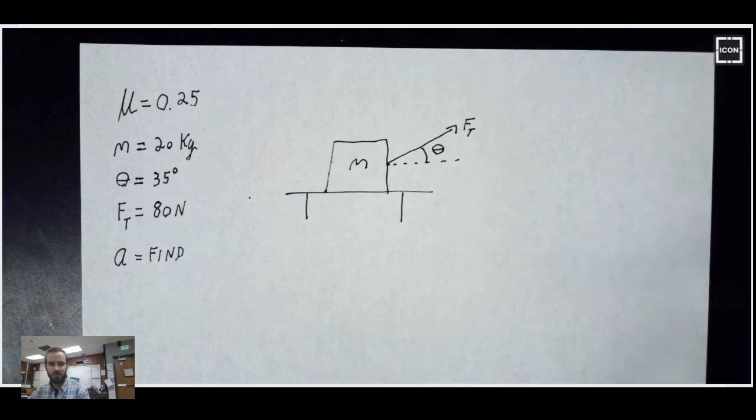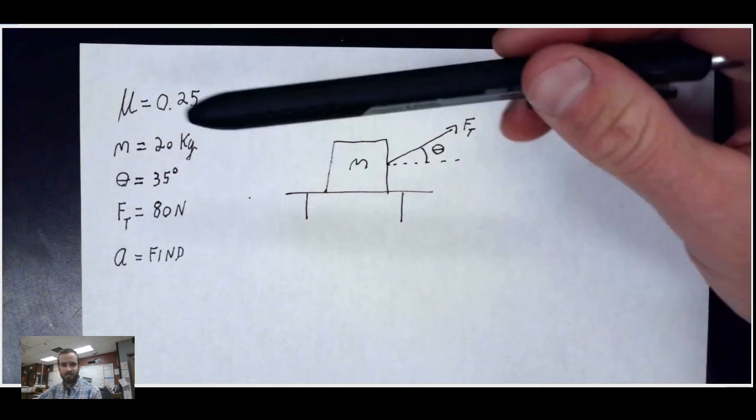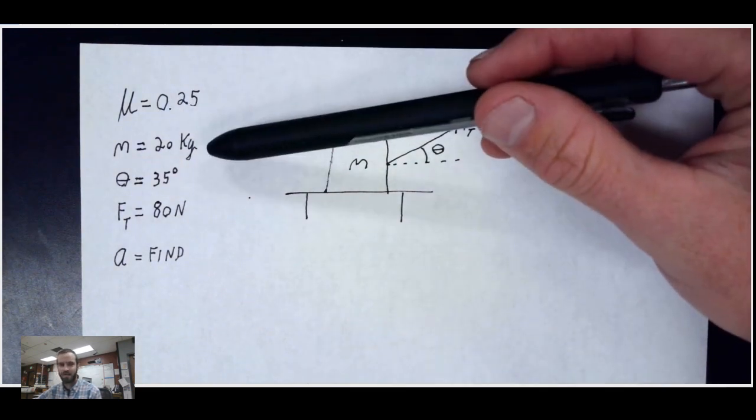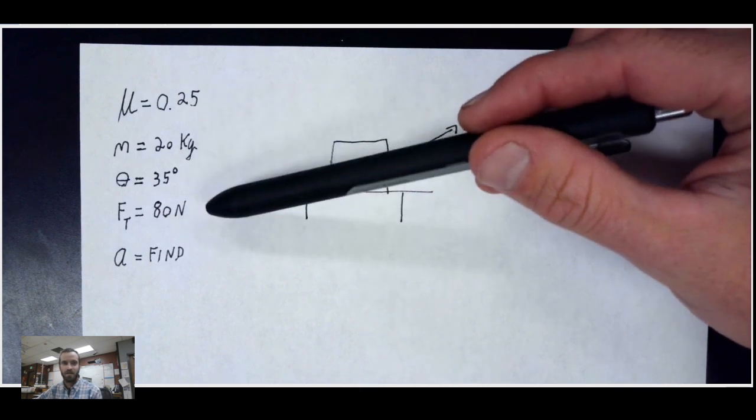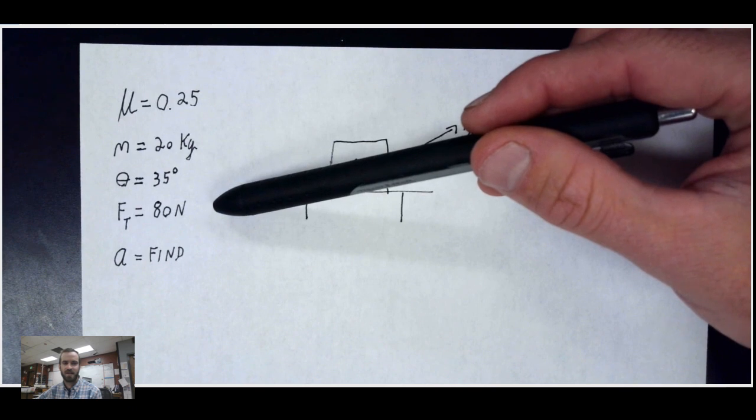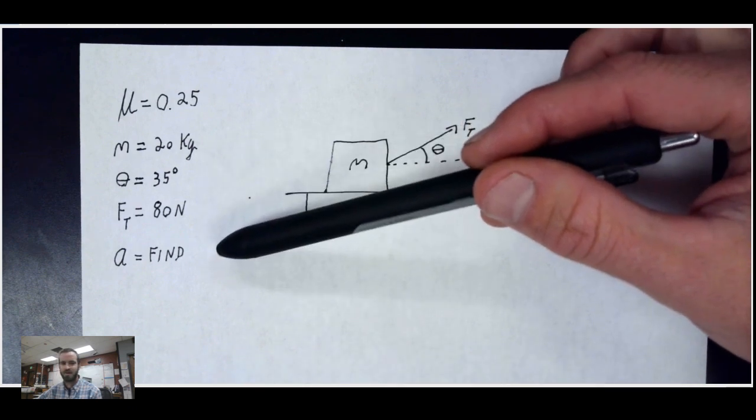From here, we want to move on to solving this problem. So just laying out some things that we got from this problem, we know the coefficient of kinetic friction is 0.25. We know the mass of the block is 20 kilograms. The angle above the horizontal is 35 degrees. The force of tension is 80 newtons, and we are trying to find the acceleration.